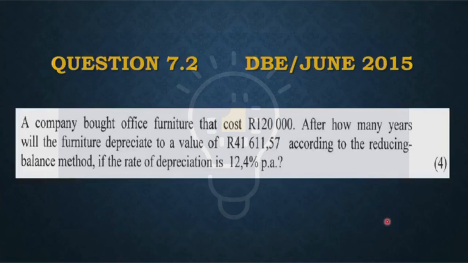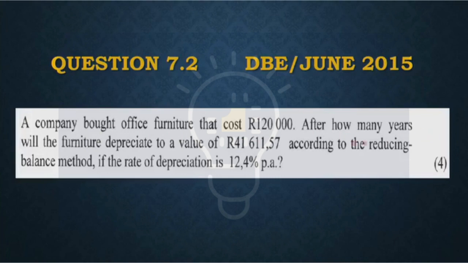Look at this question, which was drawn from the DBE June 2015 paper, question 7.2, once again dealing with depreciation. The question read, a company bought office furniture that costs 120,000 Rand. After how many years? Notice, now we're looking for the n value.